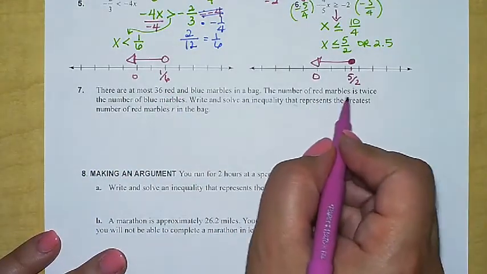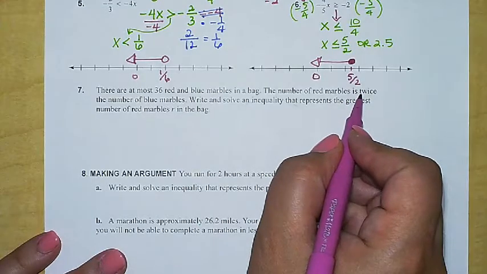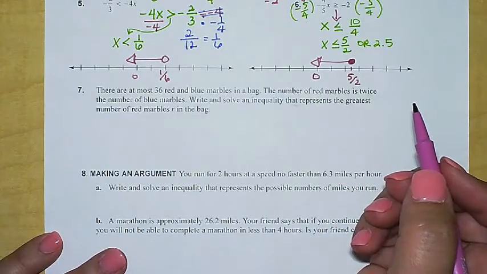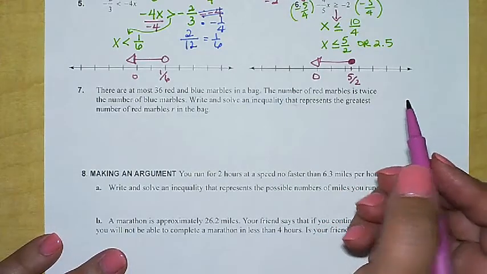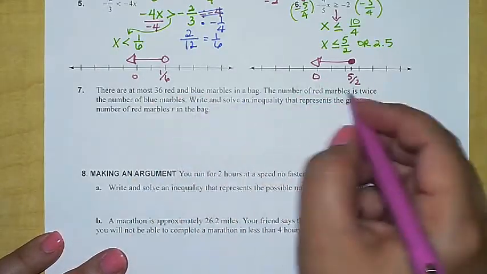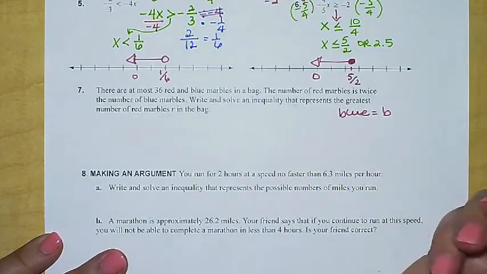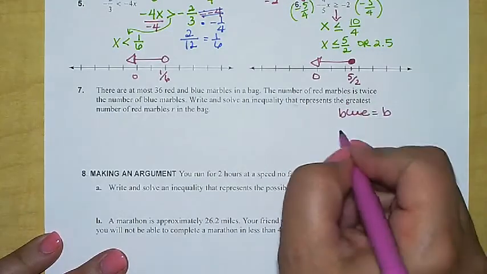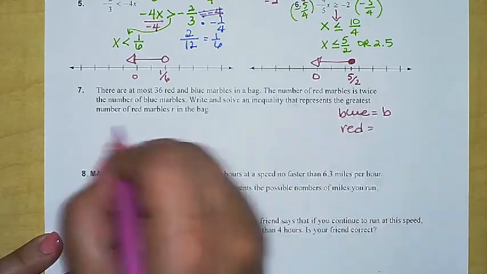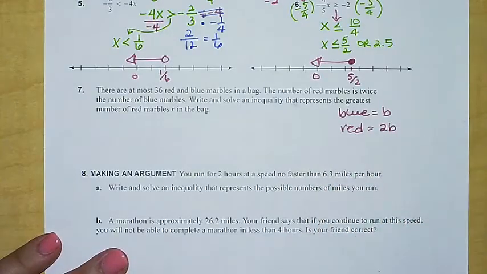The number of red marbles is twice the number of blue marbles. Write and solve an inequality that represents the greatest number of red marbles in the bag. Okay, so we don't know anything about the blue marbles, so we'll call that B. But when it comes to the red marbles, we know that there are twice as many as blue. So whatever the red number is, it is twice whatever the blue is.